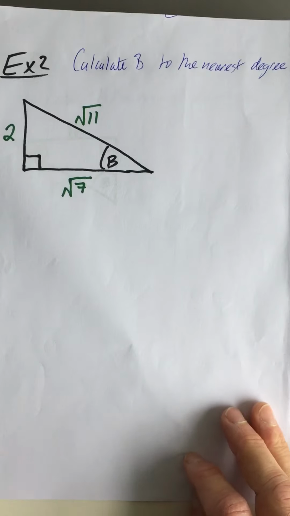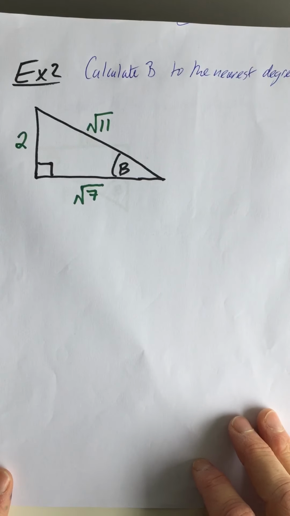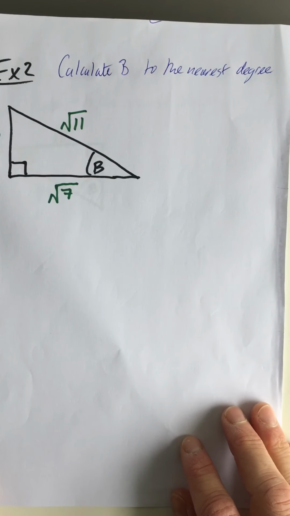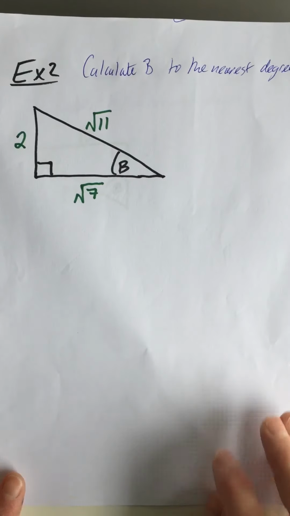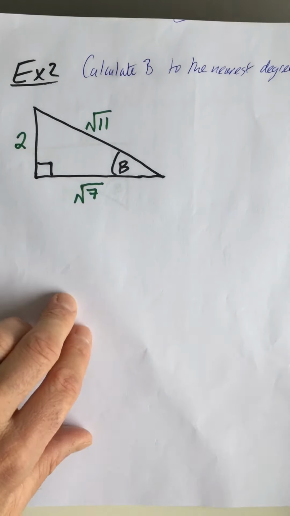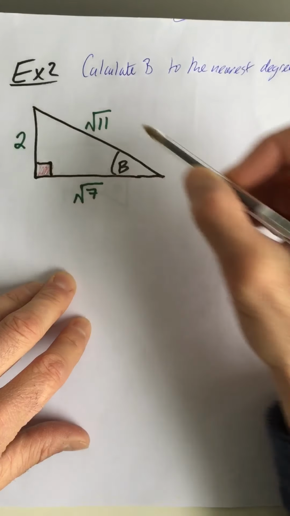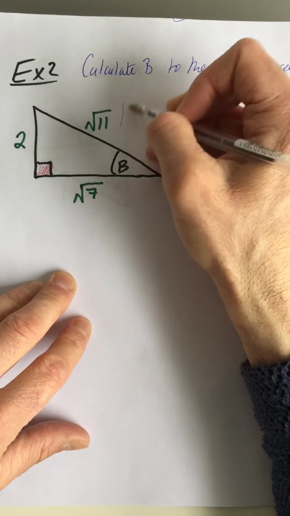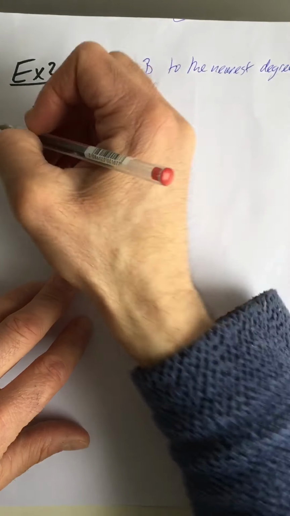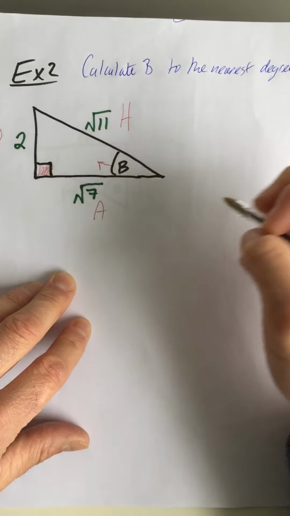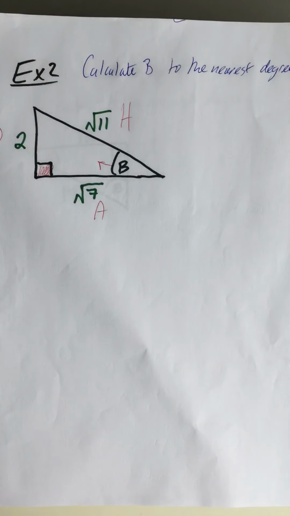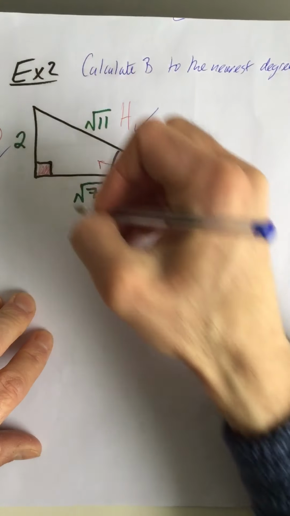Second example, example 2. In example 2, we're asked to calculate angle B correct to the nearest degree. Here is our triangle. Again, there's B. This is a right angle triangle, so I can use SOHCAHTOA. This here is H, that's B, this is O, and this is A. Tick the ones I know. I know H, I know O, and I know A.